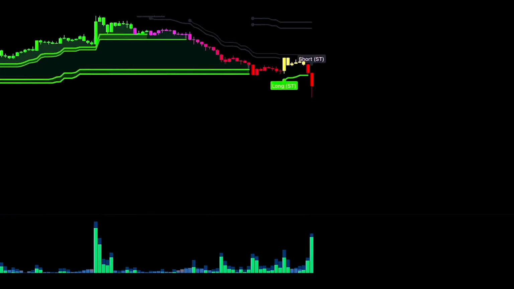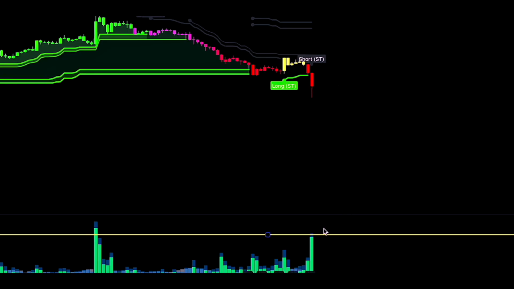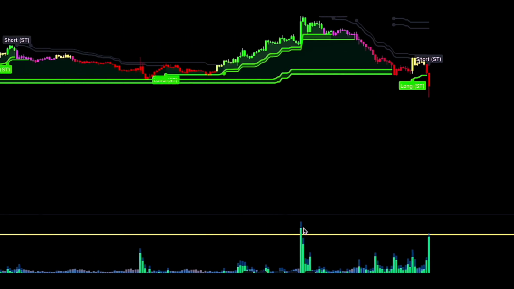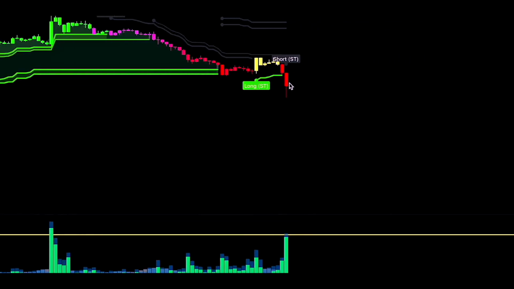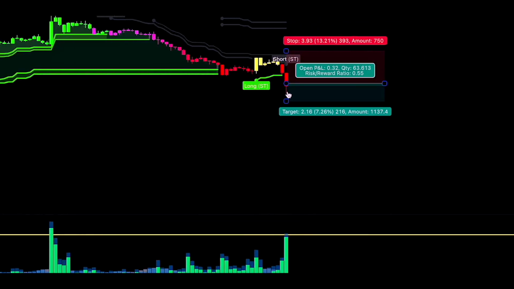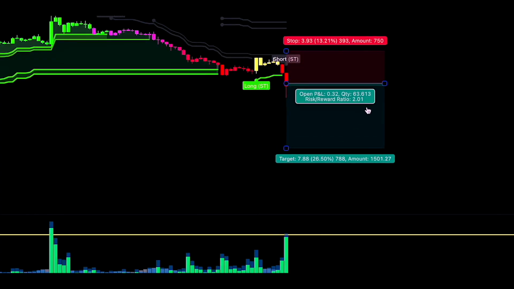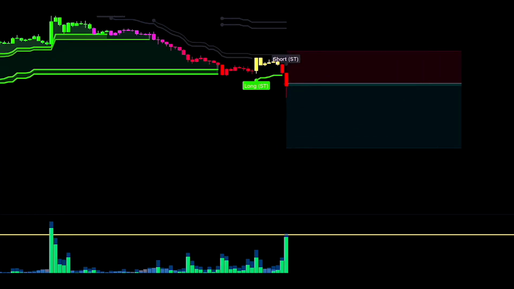Now, let's flip it and look at a short trade. Wait for a super trend to issue a short signal. Then confirm that the other super trends are also showing bearish. The candle at the time of entry needs to be red. Finally, look for a strong volume bar forming right as the signal appears. Enter the short trade after the close of that candle. Place your stop loss just above the super trend line, and again, target at least 2 times your risk.